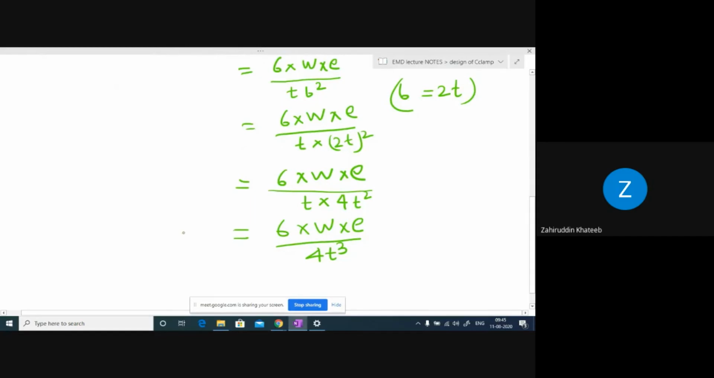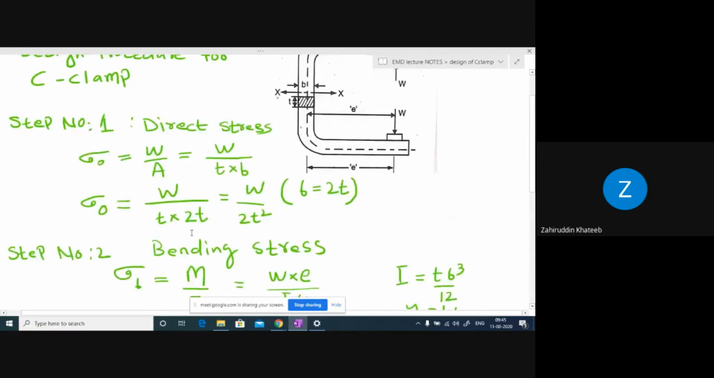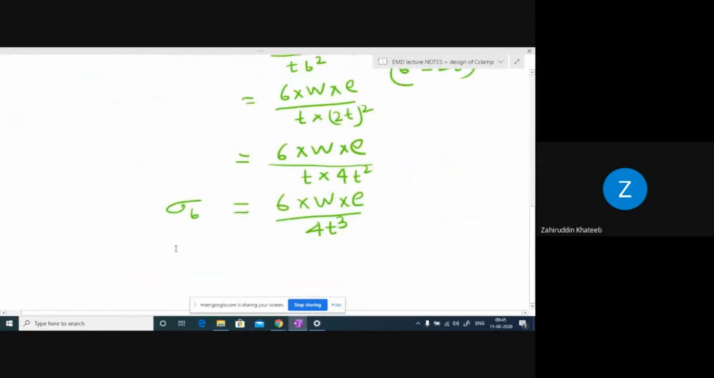So from here we get sigma b. In the question we have been given sigma b. Now resultant stress, how will you calculate? Step number 3, that is resultant stress. Resultant stress sigma max is equal to sigma 0 plus sigma b.